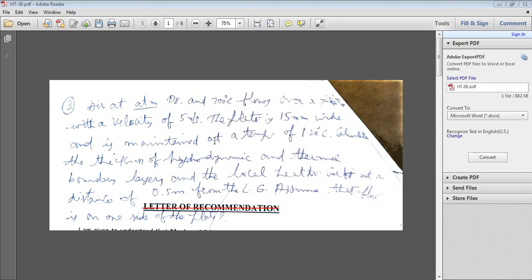External flows means air flow over a flat plate outside, and also air flow on the outside surface of a tube or pipe, that is, outside surfaces. Similarly, there are inside flows also, and outside flows. So far, we are discussing outside flow on a flat plate. Okay? So we have solved two problems in the last class.